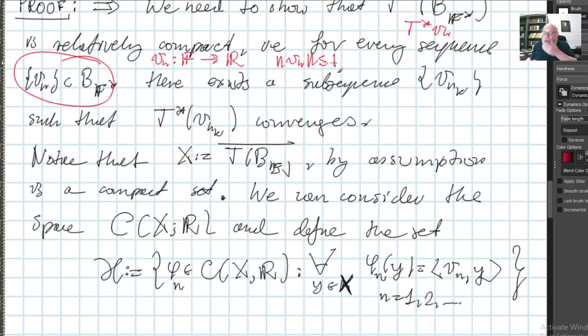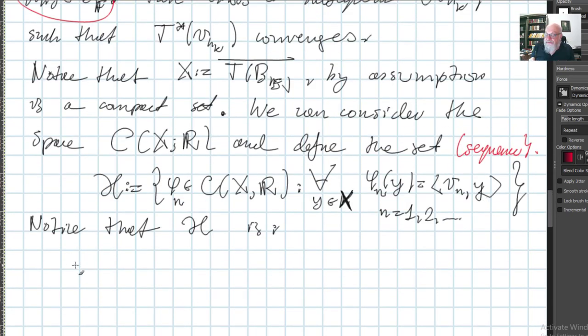So this is a sequence, this h is a sequence, so I define the set. Notice that this sequence as a set, so just simply write it, notice that h is first of all bounded. It's bounded, it's clear, indeed.